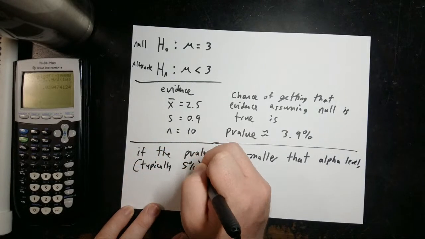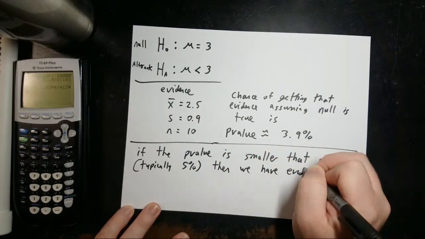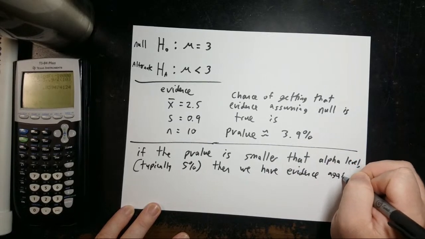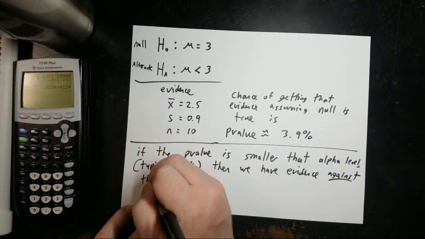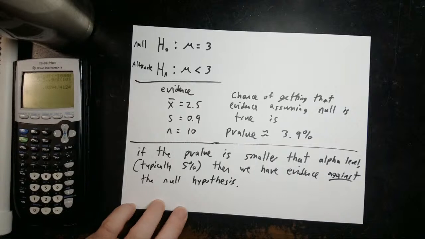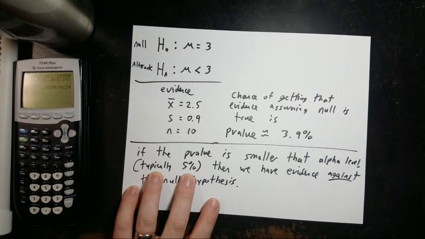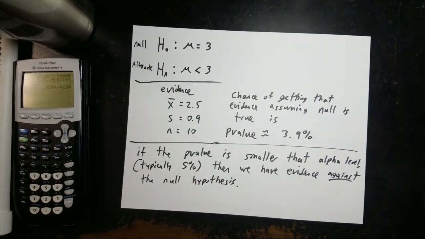typically 5%, then we have evidence against the null hypothesis. This is an important concept that I'm going to spend a little bit of time on right now, verbally. The p-value is 3.9%. If the p-value is smaller than alpha, which typically is 5%, which it is, then we have evidence against the null hypothesis.